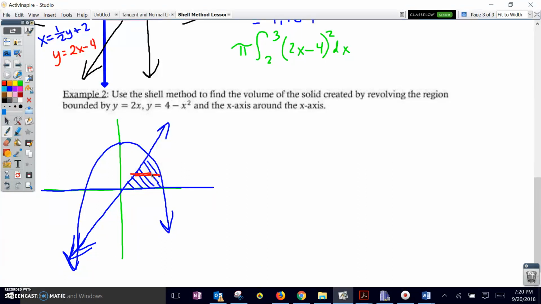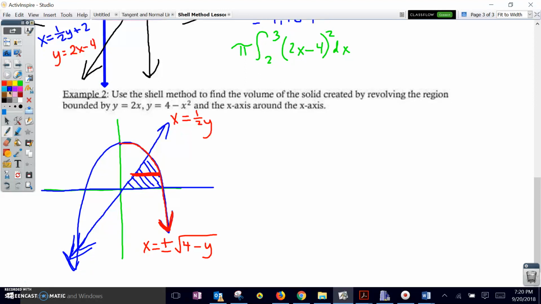They're going to be parallel to the x-axis, and I want everything to be in terms of y. So solving these equations for x, this is x equals 1/2 y is the line, and the parabola turns into x equals plus or minus the square root of 4 minus y, where this right-hand side that I've colored in red is the positive branch. So that's the one that we're going to use in our integral.